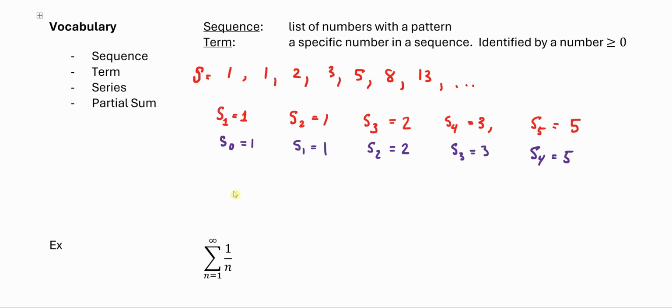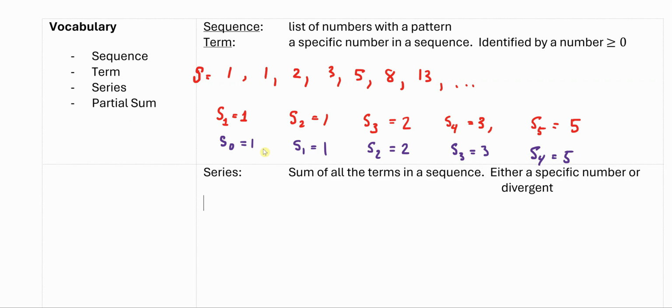Now, let's move on to the next topic, which is a series. So this is a sequence. Now let's talk about a series. A series is just the sum of all the terms in a sequence. And a series is actually just a really long way of describing a singular number. Because you think about it, if you add everything up, you're going to get a number. Except for the case where you add everything up and you get an ever-growing, infinitely large number, in which case we just say that the series is divergent.